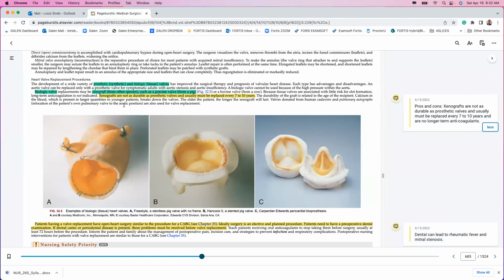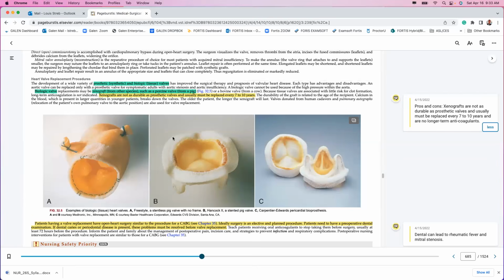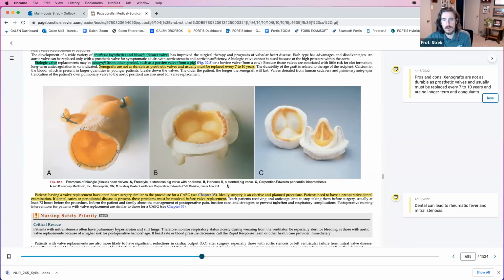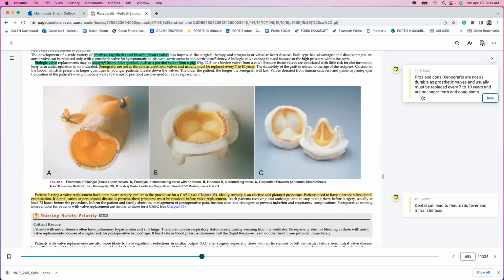So for prosthetic valves, from what I've learned, the patient is on anticoagulants for life, and they're also at risk for infections. Nonstop. You are absolutely correct. Can you explain why they're at risk for infections with a prosthetic valve?